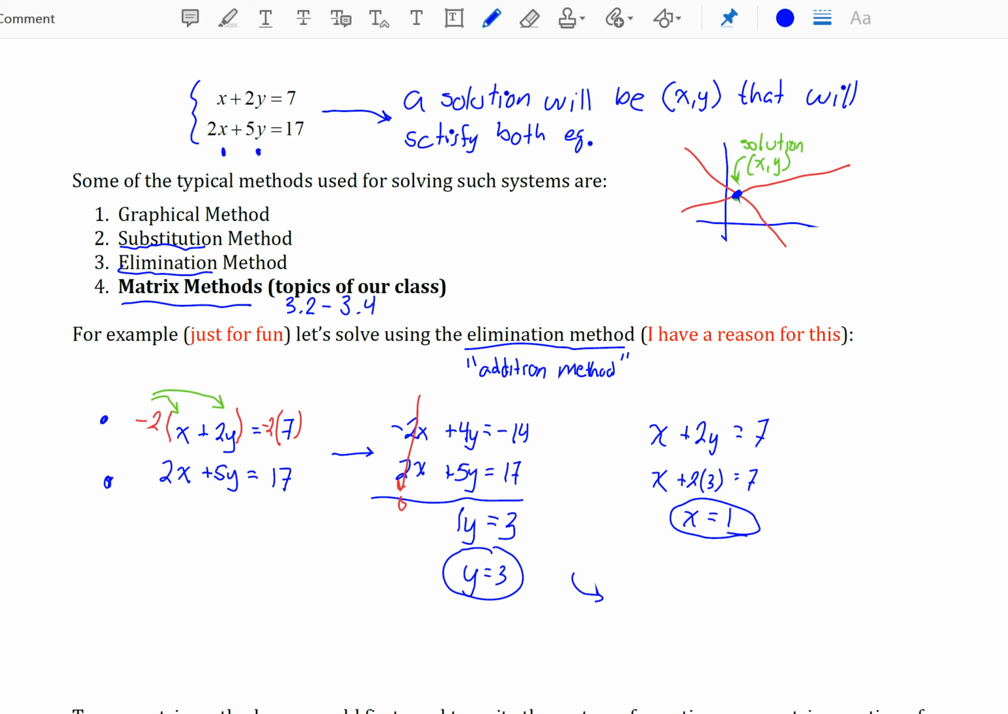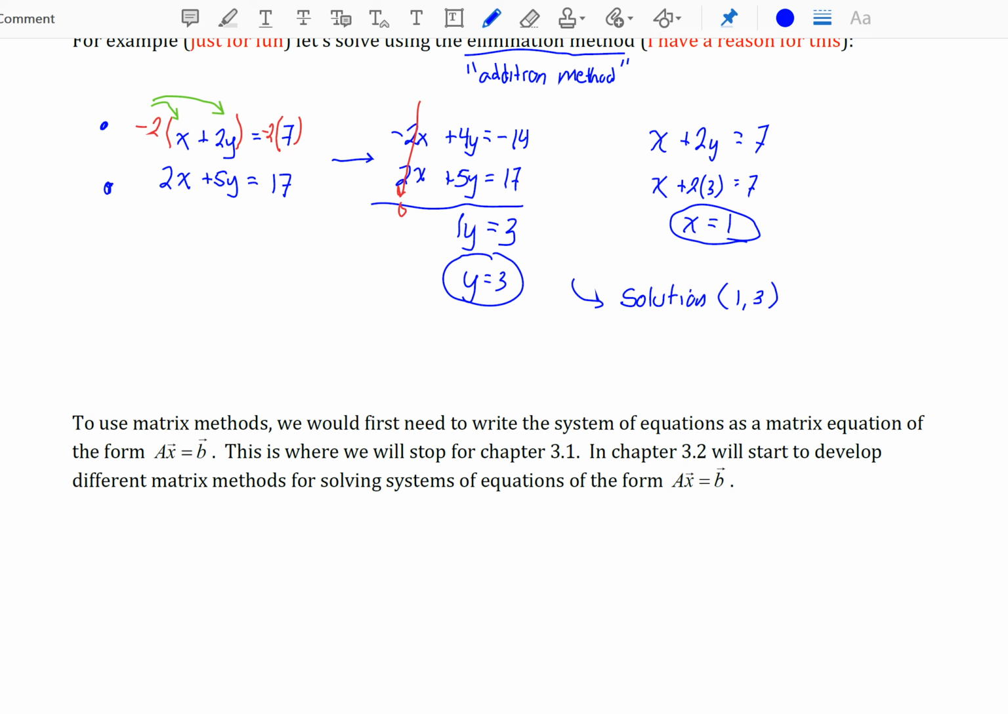So here, our solution will be the ordered pair 1, 3. This will be the value that satisfies both equations simultaneously. Now, there's a reason that I wanted to practice these skills with you. We'll see this come up again in chapter 3.2.